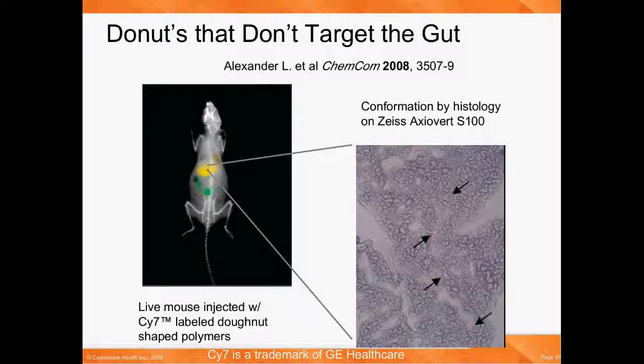Another group wanted to determine if their molecular donuts, in fact, didn't target the gut. Really what they wanted to know is whether the hydrophobic toroids that they had synthesized went anywhere in the body or where they went. To do this, they took their hydrophobic toroid and labeled it with Psi 7, which is a near-infrared fluorescent label, tail vein injected it, and then observed by in vivo fluorescence imaging that it was localizing heavily to the liver and to some extent to the lungs.